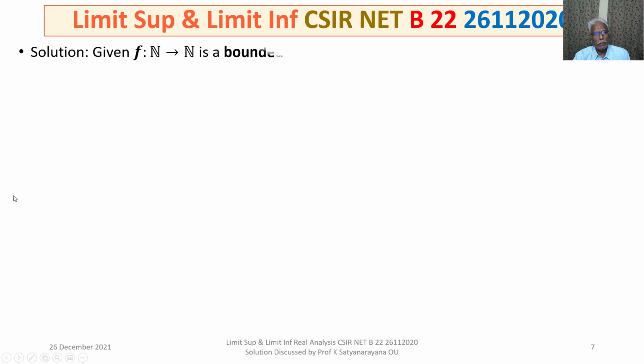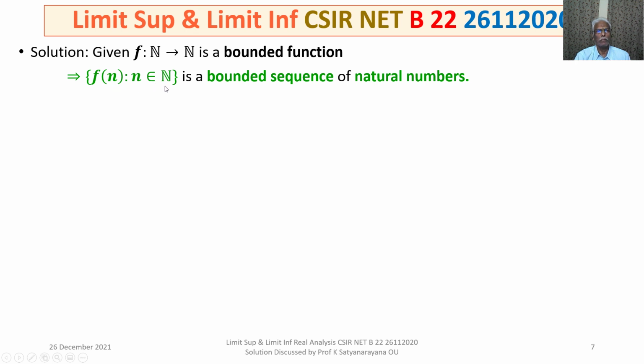Now let us get into the example. We are given f, a function from the set of natural numbers to the set of natural numbers, and it is given as a bounded function. That is, the set of all f(n), n belongs to N, is a bounded sequence of natural numbers. Now, for every sequence of real numbers, its limit superior and limit inferior exist, so also limit superior and limit inferior exist for this sequence of natural numbers.